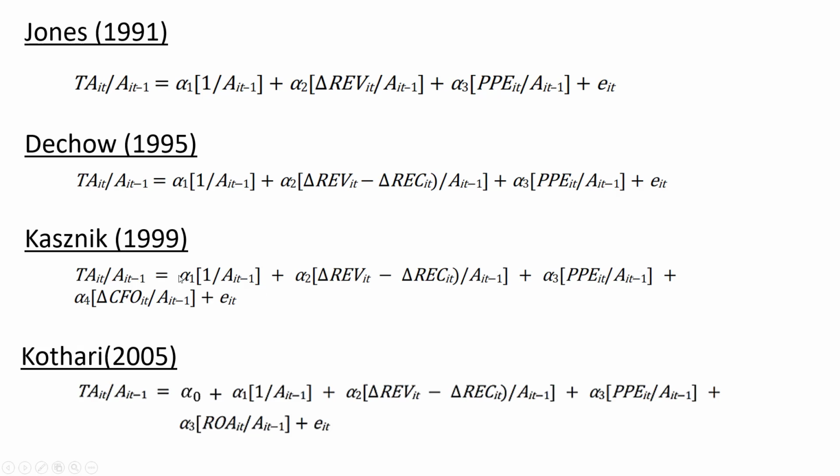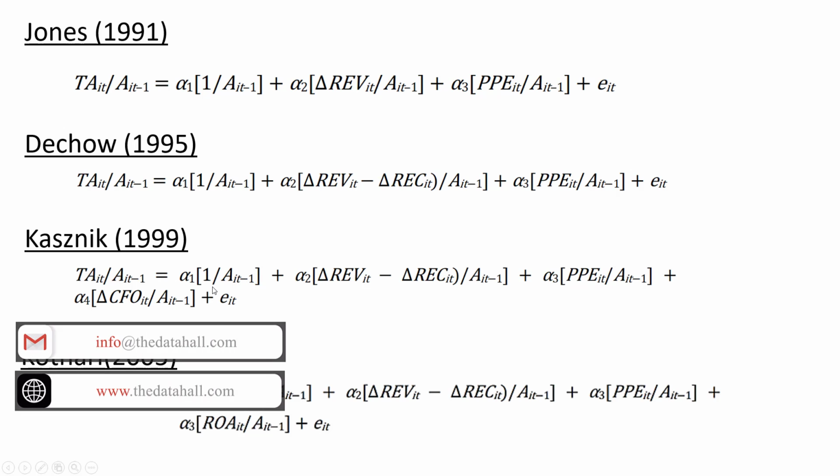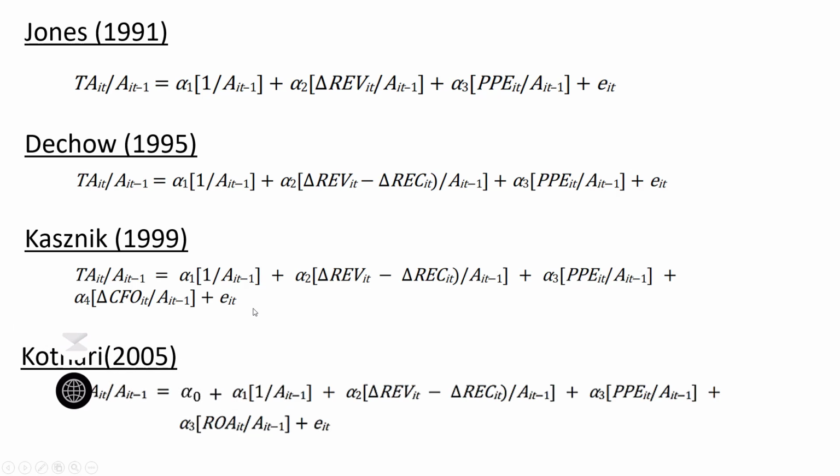So this is not exactly a regression through origin, but when you execute this you would not use the constant. If you're using Stata, you would use the no constant option. But in the Kothari model, we do have a constant. This is what they have explicitly mentioned in their paper. And the additional thing, as compared to the Kasznik model, is that instead of CFO, we have ROA, right?